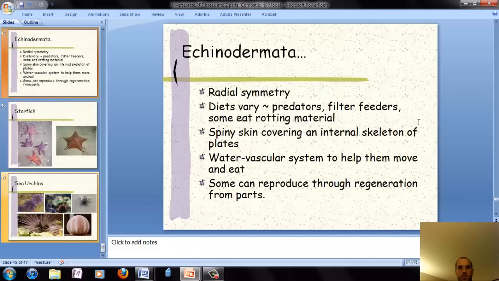The body plan for echinoderms is radially symmetrical. Their diets vary. Some of them are predators, some of them are filter feeders, and some eat rotting material.